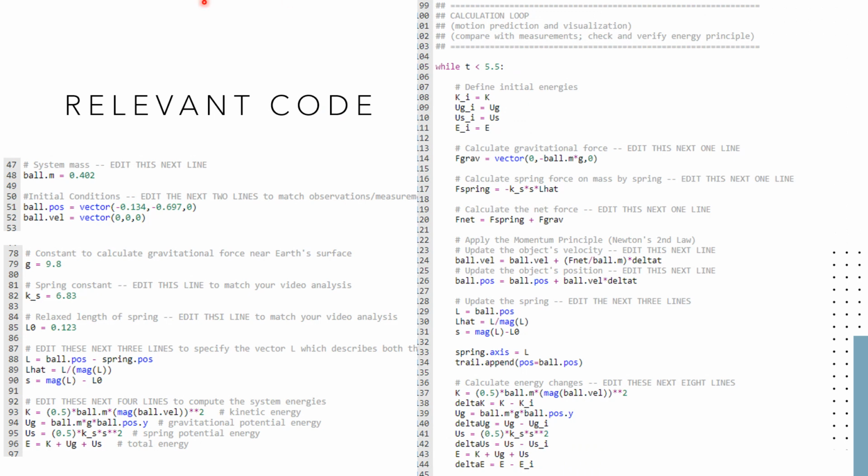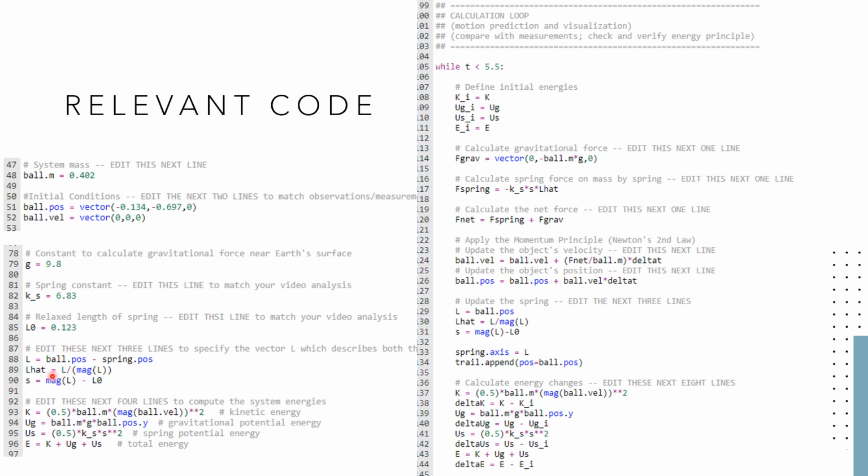So here's all my relevant code for this portion where we try to predict and graph how the mass will be moving from the video we analyzed. Here are the initial conditions: the mass, the position, the velocity starting at rest, so that's 0. Gravity constant 9.8, spring constant, relaxed length.